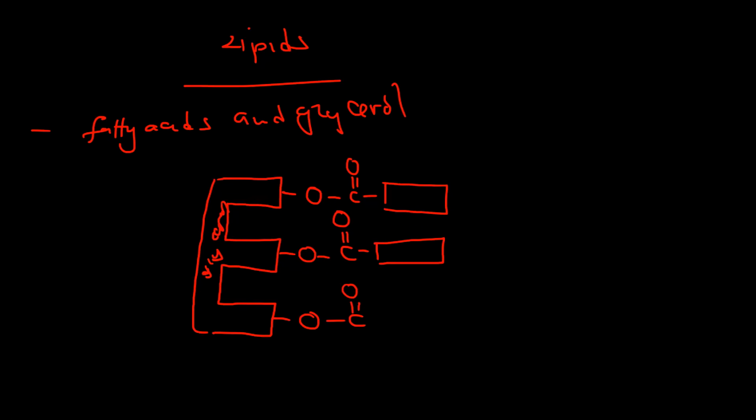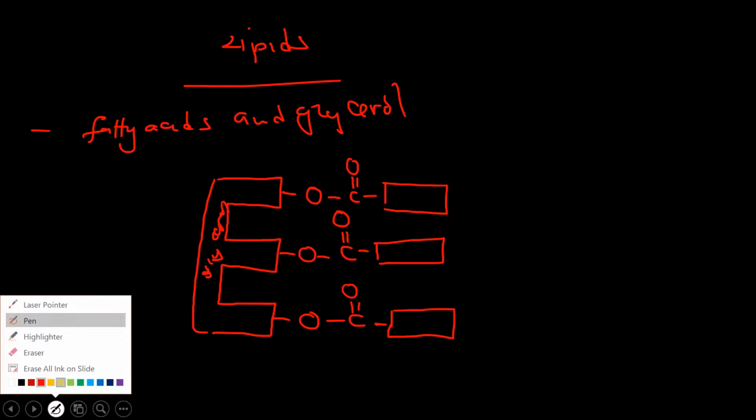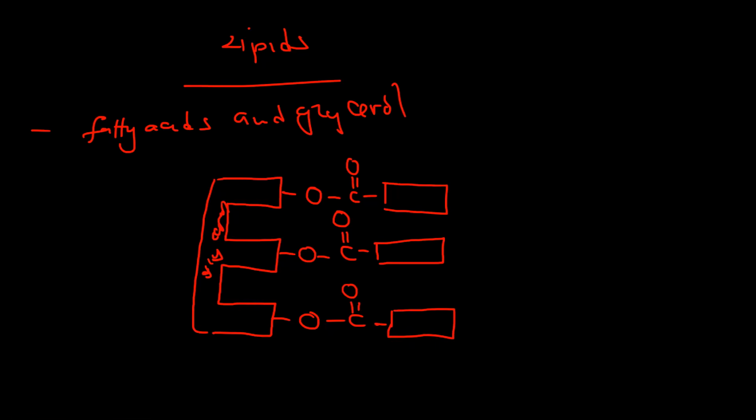Something like this. So now pay attention to this. That is a fatty acid, or that is a lipid. So a lipid is made up of glycerol and fatty acids. So these are fatty acids. Fatty acids. Also, this is a fatty acid.